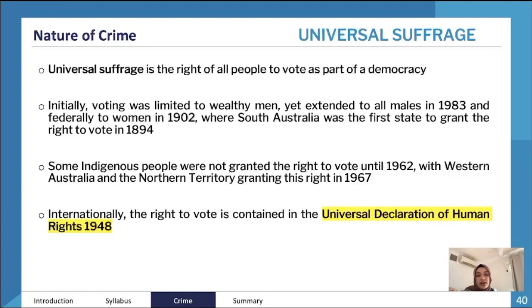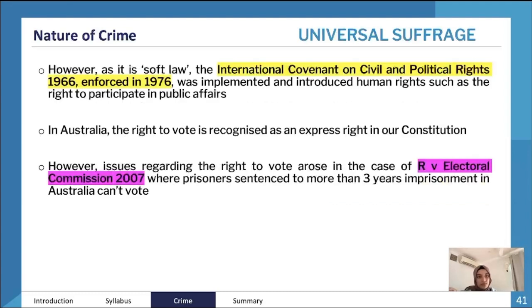Internationally, the right to vote is contained within the UDHR as well, 1948. However, again, we know that this is a soft law, which is a huge area of ineffectiveness in the system. We have these great declarations, but they really don't have much value until they are enacted into legislation of the relevant country because, again, state sovereignty.